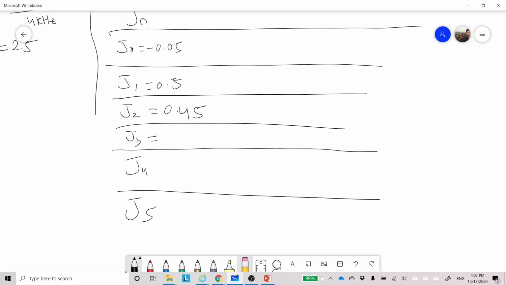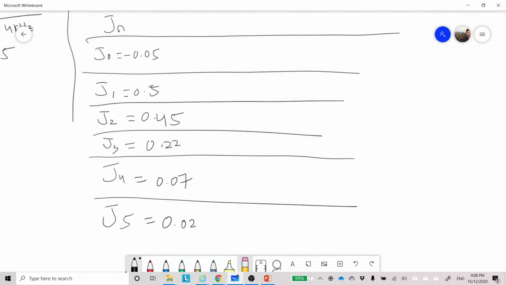J3 is 0.22. J4 is 0.07. J5 is equal to 0.02. Okay, these are the J values. And then the question asks about amplitude. That means you need to find Vn.